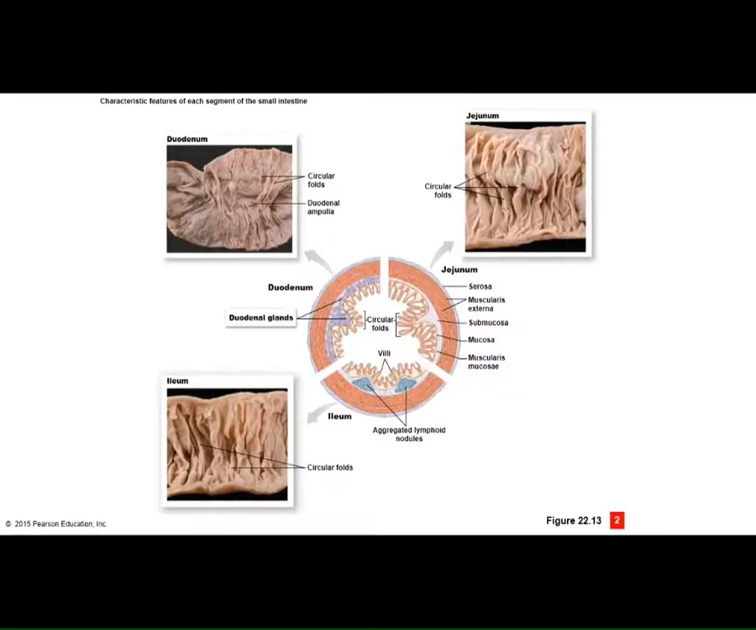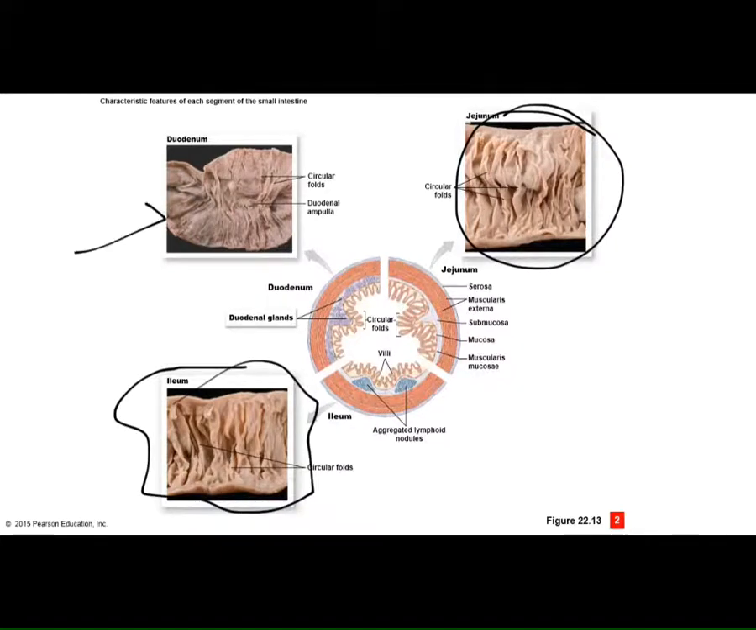So if you just note the histology here, you can really see all those circular folds in the jejunum, and also some of those folds within the ileum. Not as many here, but remember too that it's in this area that the duodenum is receiving the secretions of the gallbladder, the liver, the pancreas, and the duodenal glands. And so in the duodenum it's not as much about surface area as it is just mixing the chyme and these neutralizing enzymes.